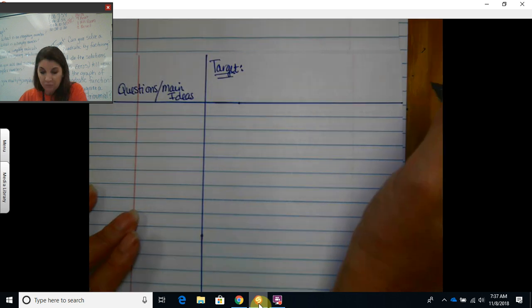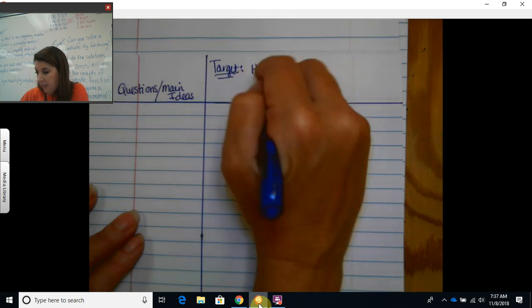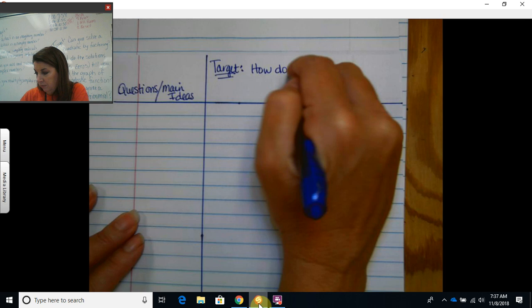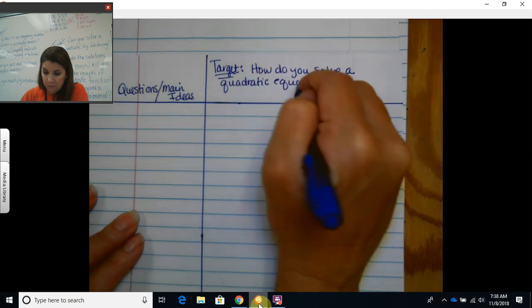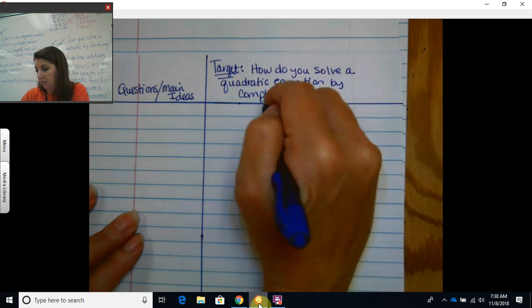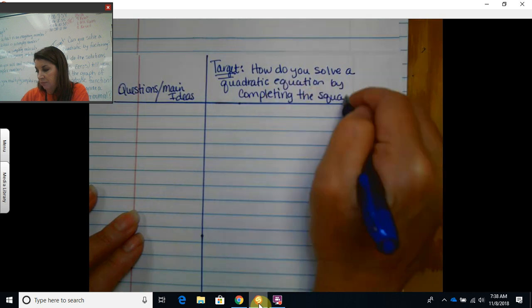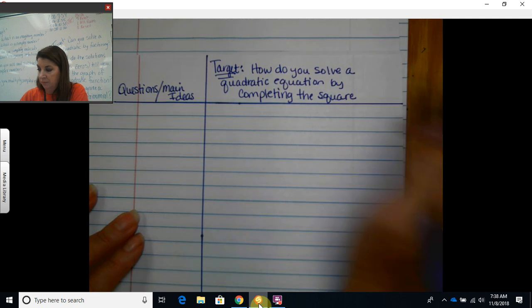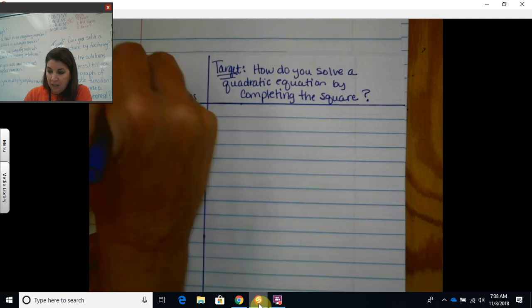Okay. So today we're going to learn how to solve a quadratic equation by completing the square. And I'm giving these notes during first period on 11/8/18.